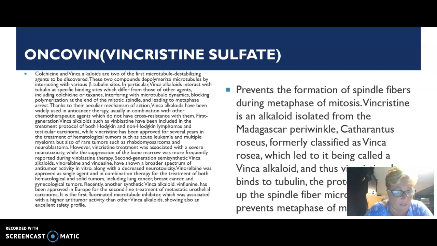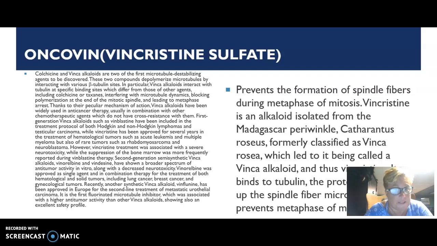Colchicine and vinca alkaloids are two of the first microtubule destabilizing agents to be discovered. These two compounds depolymerize microtubules by interacting with various beta-tubulin sites. In particular, vinca alkaloids interact with tubulin at specific binding sites which differ from those of other agents, including colchicine and taxanes, interfering with microtubule dynamics, blocking polymerization at the end of the mitotic spindle, and leading to metaphase arrest.